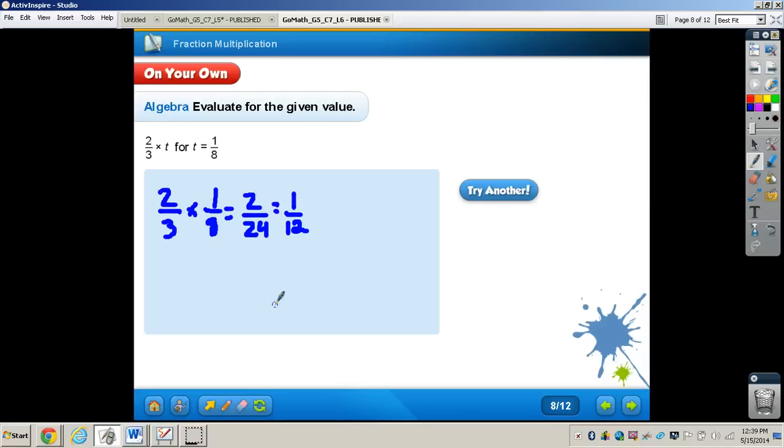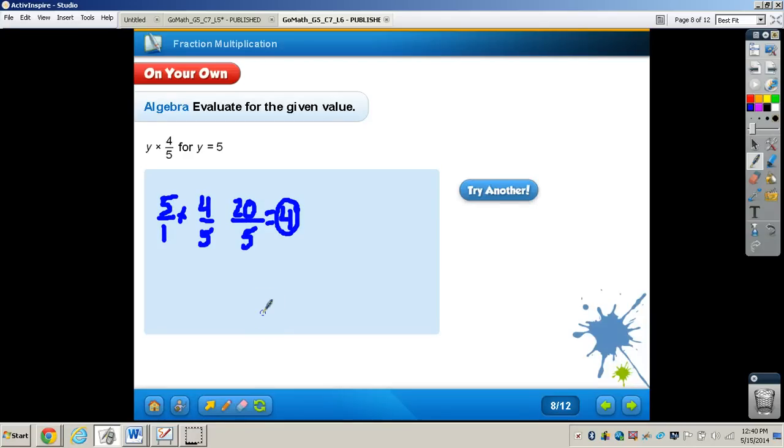Make sure your work looks like mine, and make sure you understand the different steps. Okay, final algebra problem. Work this problem out, and make sure when you press play, you look at the answer. So pause the video now. Okay, I have 4 for my answer. I changed that 5 into 5/1, multiplied that by 4/5, gave me 20/5, and changed that to just a whole number, 4.